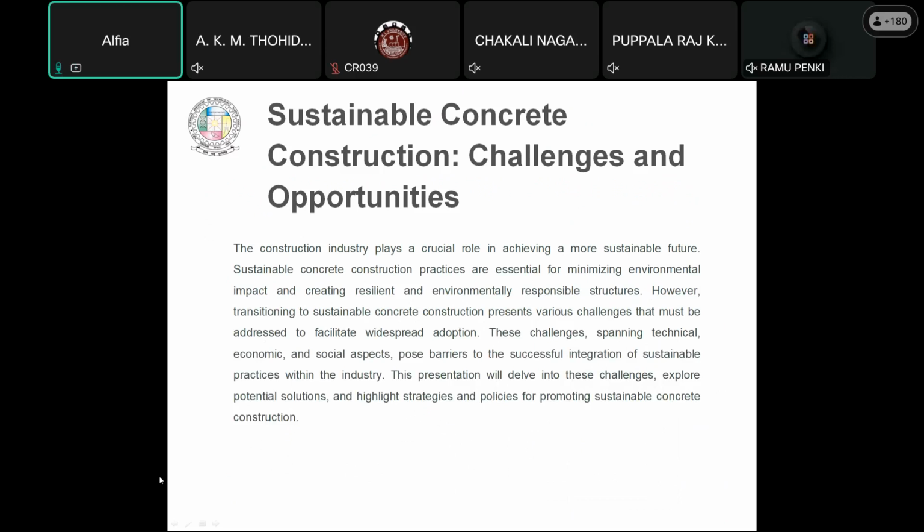When we talk about sustainability, the construction industry will play a crucial role in achieving a sustainable future. If we are able to achieve sustainability in the construction industry, we will be able to reduce the carbon output, carbon emission. But the challenges are the technical understanding of the subject, the economic aspect, the social aspect, and integration of these practices into industry. These are the challenges with sustainable construction practice.